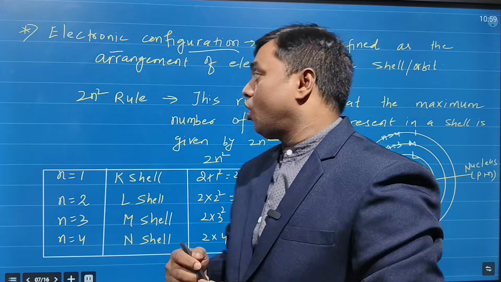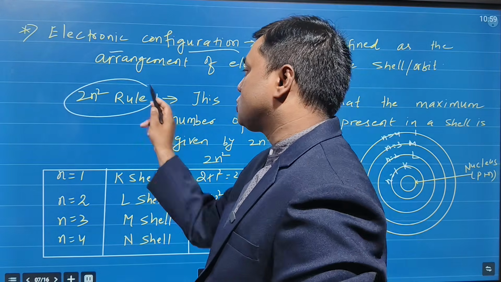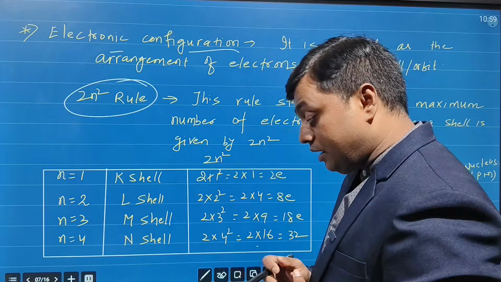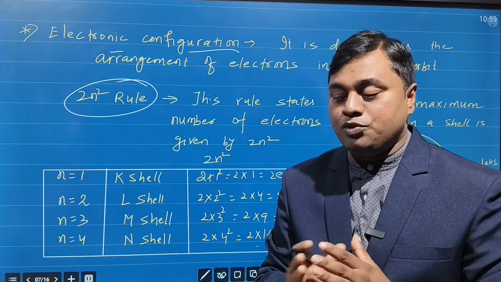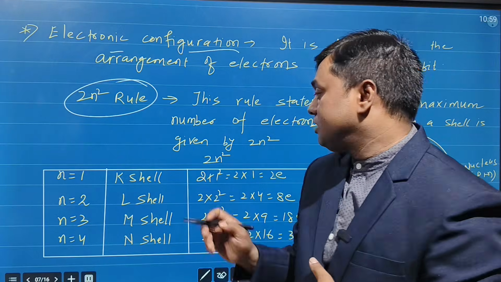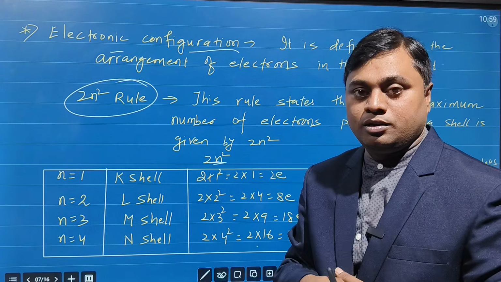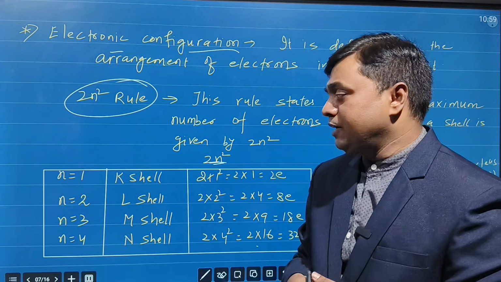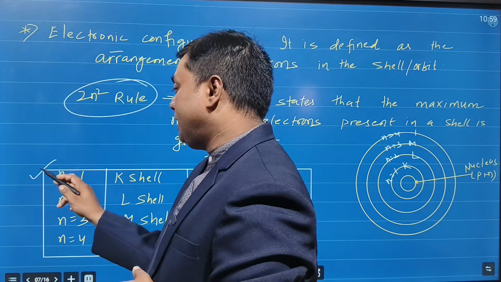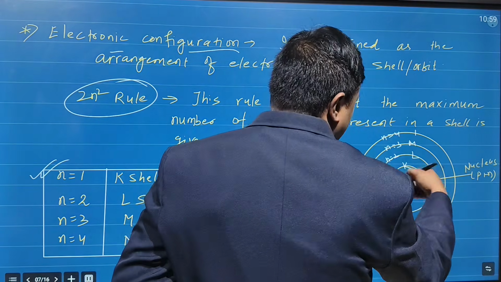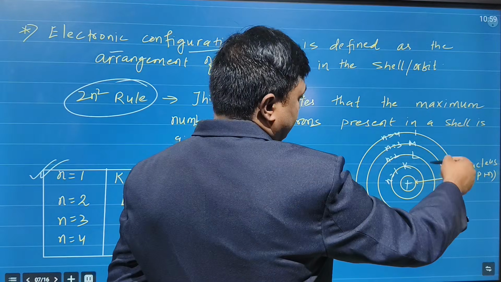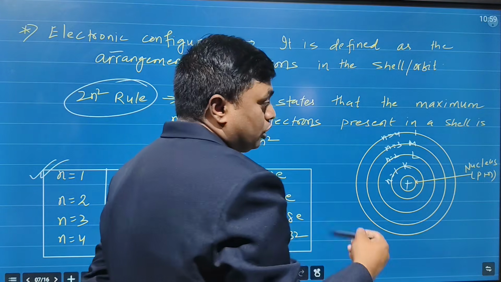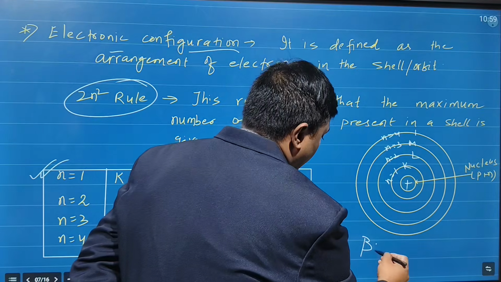Yes or no? So it follows one rule called the 2n square rule. What is this rule? This rule states that the maximum number of electrons which can be present in a shell is given by 2n square. This was given by Bohr only. As I told you, an atom contains a nucleus and electrons revolving in circular paths, which are called shells or orbits. So this was given by Bohr.